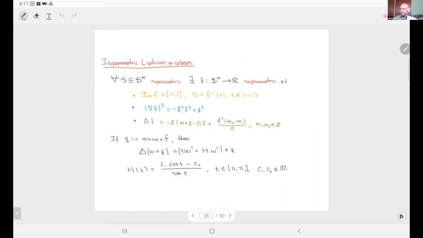But in this case, since we are lying here in [-1, 1], we can consider this further composition, and look for the Laplacian of a function W from (0, pi) composed with Q, and we are going to obtain a really nice Laplacian. This Laplacian is given by the one-dimensional Laplacian and another term, which is explicitly a constant times cosine minus another constant, divided by sin of t, and t is now in (0, pi).